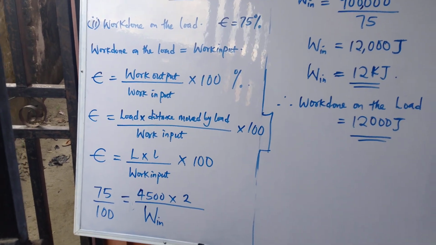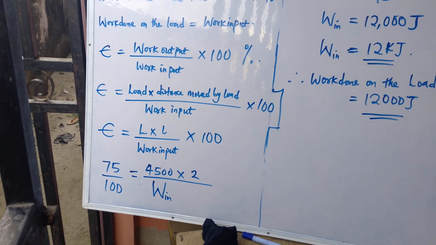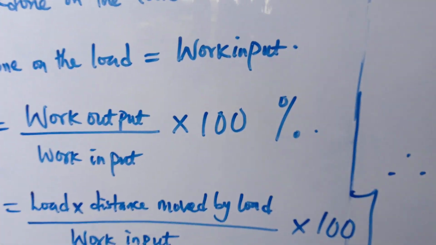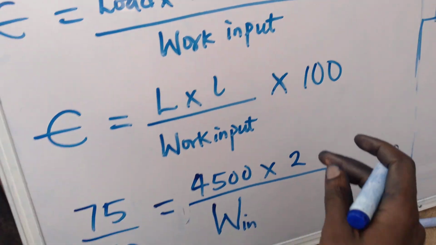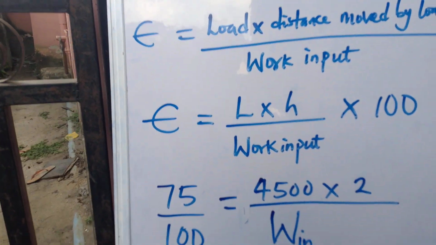The work output is load times distance moved by load. The distance moved by load is the height of the inclined plane, not the length. I'm sorry, the height of the inclined plane is the distance moved by load.